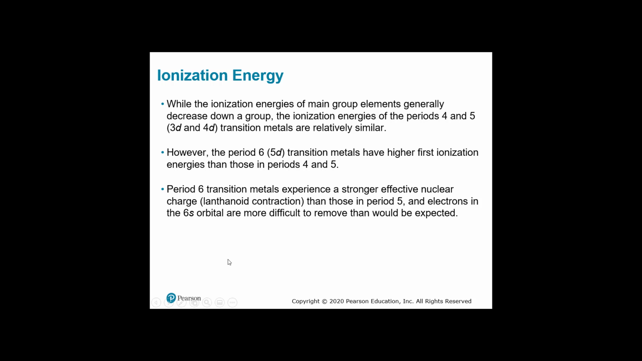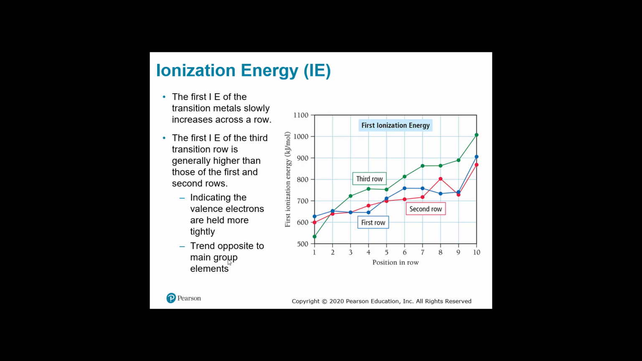Okay, so for period 6, remember the 4f orbitals do not shield as much, so it pulls the electrons in, and there's a stronger pull on those period 6 metals. Okay, so here's a graph of the ionization energy.